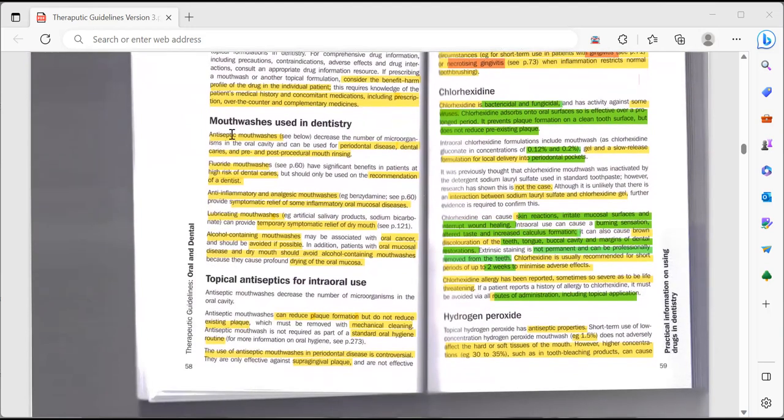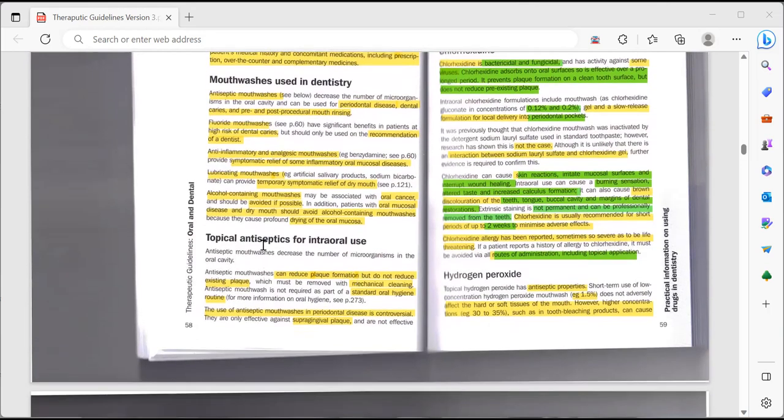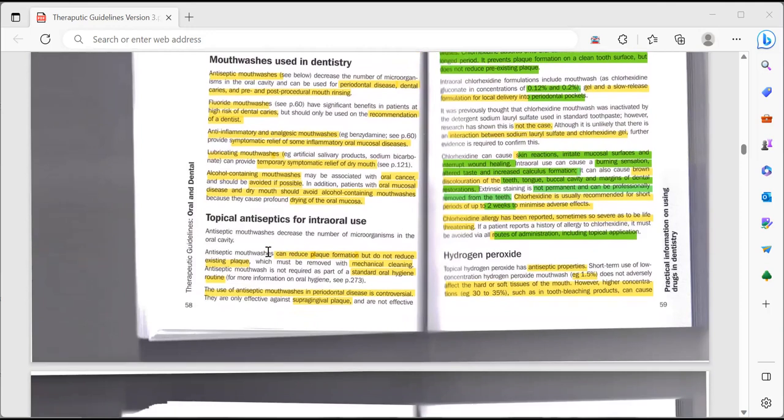So there are several types. First of all, the antiseptic mouthwash. It is mainly used to decrease the number of microorganisms in the oral cavity, and it can be used for periodontal diseases, dental caries, and pre and post procedural mouth rinsing. Antiseptic mouthwashes decrease the number of microorganisms, as the name states, right?